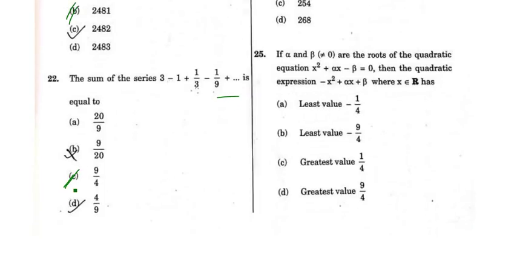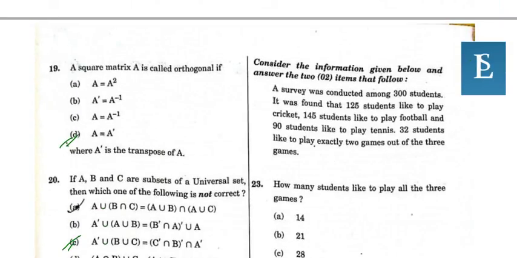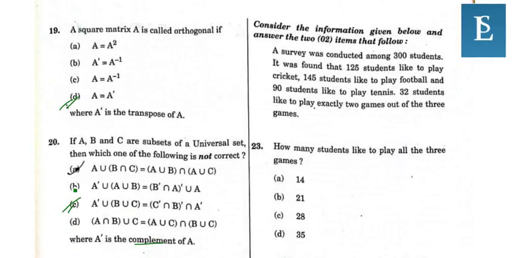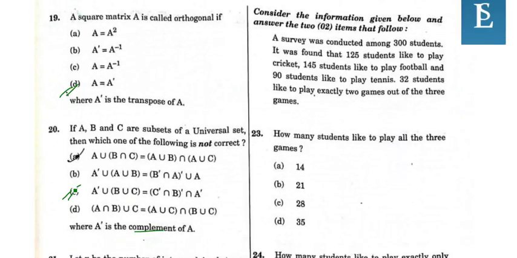Next question is 23rd one. Information given below, answer 2 items that follow. A survey was conducted among 300 students. It was found that 125 students like to play cricket, 145 students like to play football, and 90 students like to play tennis. 32 students like to play exactly 2 games out of the 3 games. How many students like to play all the 3 games?